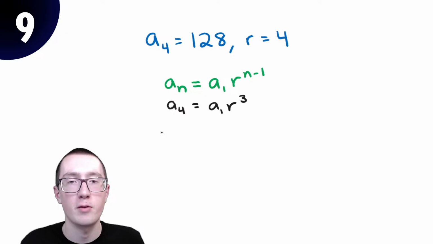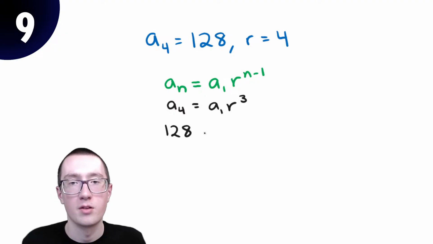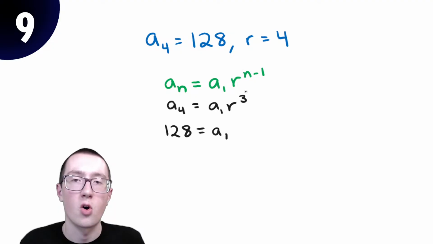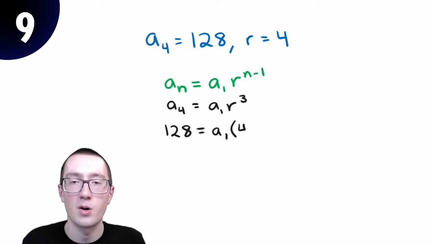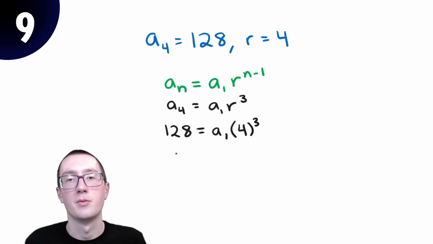So let's plug in what we know. A4 is 128. A1 is what we're trying to figure out. And then R to the 3. So this is R times R times R. So R is 4. It's going to be 4 to the third power.